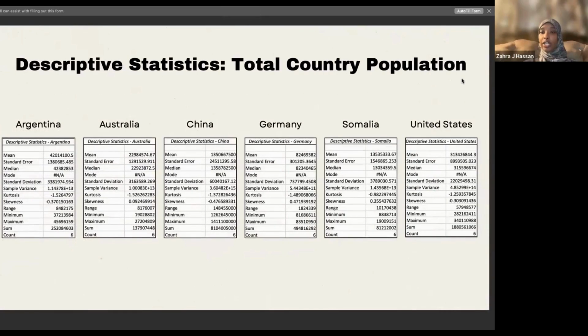Yeah, and then looking into data statistics for our total country population, this was used with the United Nations data, and it gave us the number of people in each country. And what was clear was that China and the USA have the largest population by a drastic difference, especially compared to Somalia and Argentina. And this descriptive data just gives us a better understanding of how these numbers might differ and other factors that contribute to CO2 emissions, such as population size.